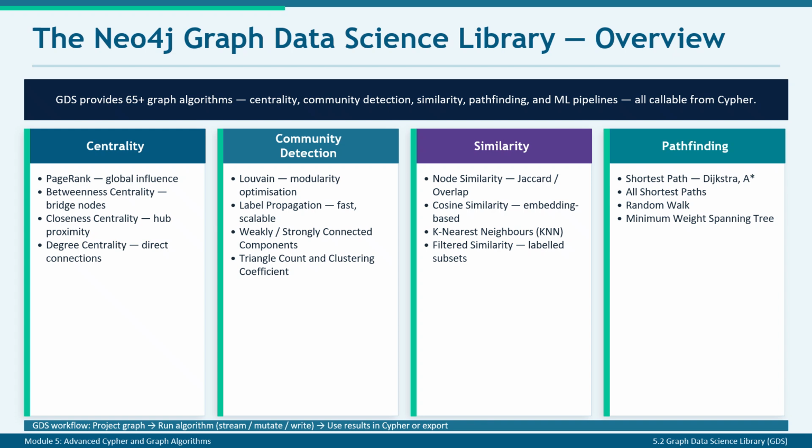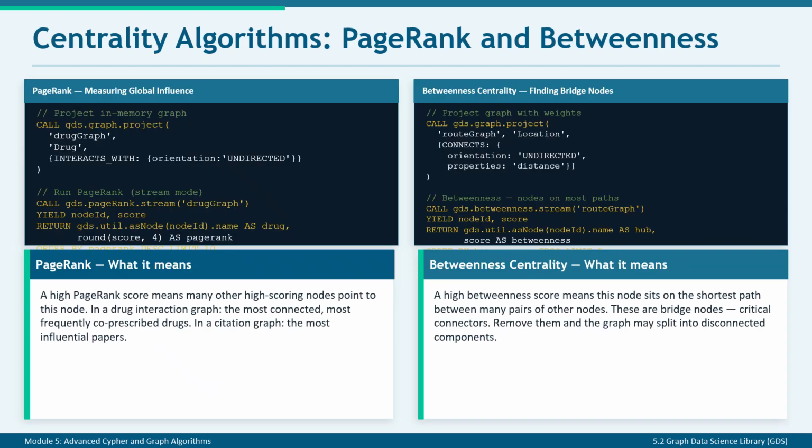The GDS workflow always has the same shape. Project an in-memory subgraph from Neo4j, run your algorithm against it, and get results back in one of 3 modes: stream, mutate, or write. We'll cover projections and modes in detail in Section 5.4. Let's look at the 2 most important centrality algorithms: PageRank and Betweenness centrality.